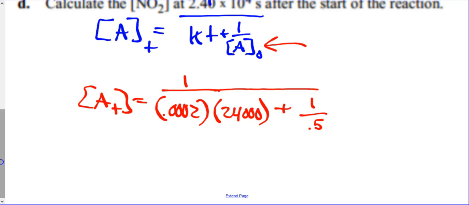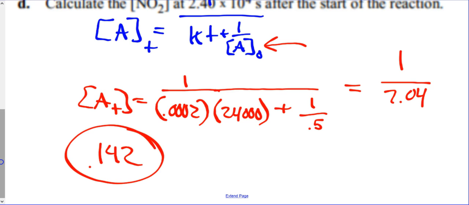Does anyone have the answer to what the denominator is? Does anyone know that number? Well, what's 7.1? That sounds familiar. So it's 1 over 7, and you're done. 0.142. Who had that answer? Raise your hands. 1, 2, 3, 4. You're really close.